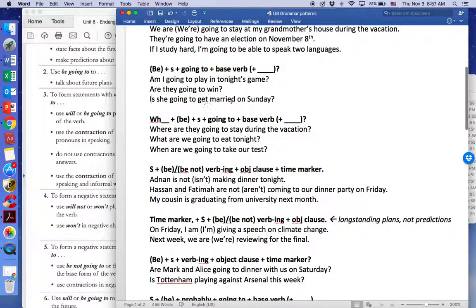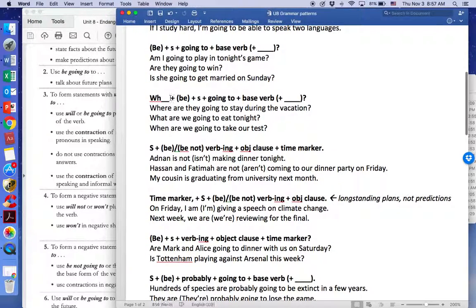Is she going to get married on Sunday? Be verb, subject, going to, base verb, get married, and then object clause. Okay. Our statement order would be, she is going to get married on Sunday. Remember, this would be a long-standing plan, so we will not say she will get married on Sunday just because of the textbook grammar.